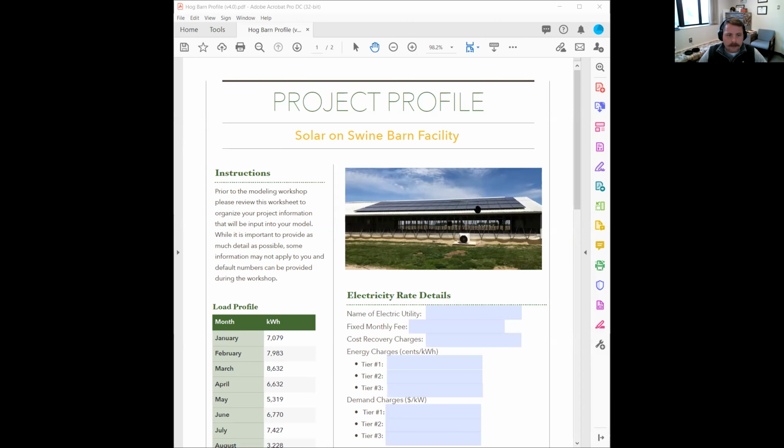This is obviously a roof mount, but because we're thinking of it as a proposal, we can make it a ground mount and put it next to the barn.